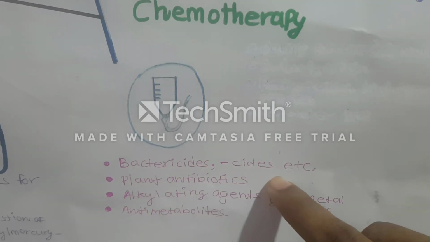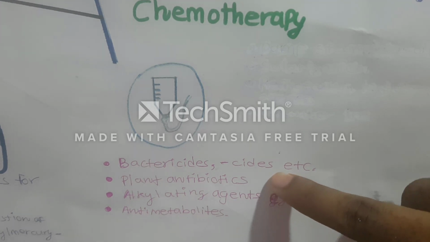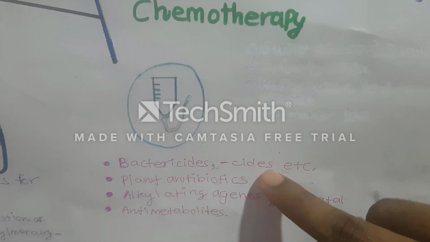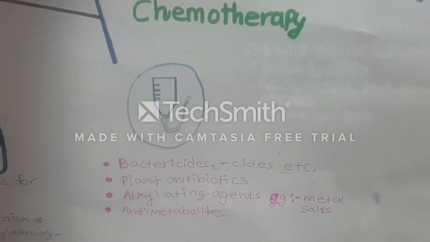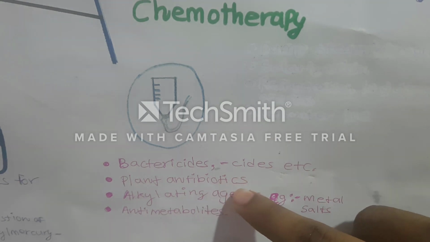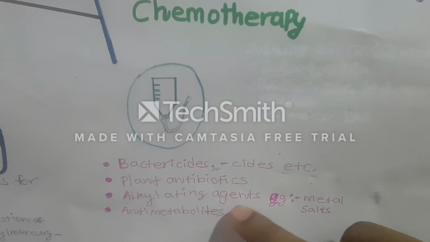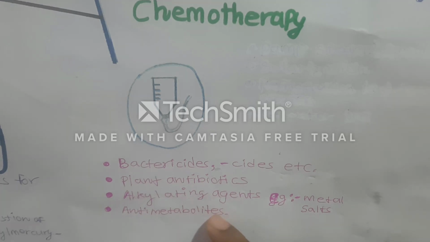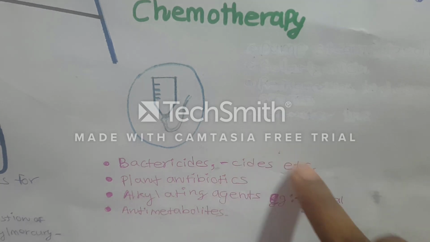Bactericides, or anything that ends with the suffix "cide", can be used in chemotherapy, because that's obvious, right? I haven't mentioned fungicides here because we have discussed them earlier as a separate topic. That's one thing. And then plant antibiotics. Different types of plant antibiotics can be used. Alkylating agents, or for example, metal salts like heavy metals like magnesium chloride, aluminium chloride, and so on. Then there is another factor, that is antimetabolites. Antimetabolites are substances that can be used to slow down chemical processes, the metabolic activities which happen inside cells. So that makes sense, right? These are the factors that we can consider as components involved in chemotherapy.